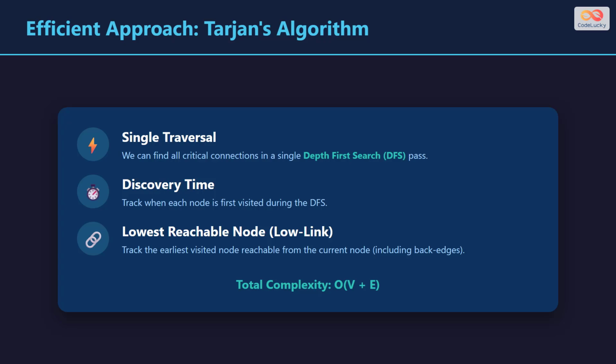Using an algorithm based on depth first search, often attributed to Tarjan, we can find all bridges in a single pass. This brings our time complexity down to linear time, O(V + E). To do this, we need to track two specific values for each node: discovery time and low link value.